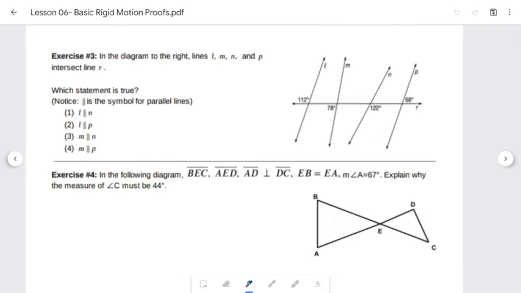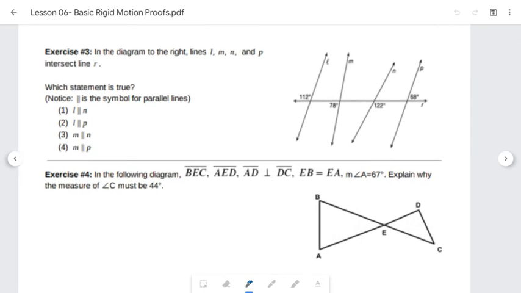So that being said, in exercise 3, we have a diagram to the right. Lines L, M, N, and P intersect at line R. Which statement must be true? So we're trying to figure out which pair of lines must be parallel to one another. Well, this is a multiple choice question, so we can kind of look and cheat a little bit to see which ones make the most sense.